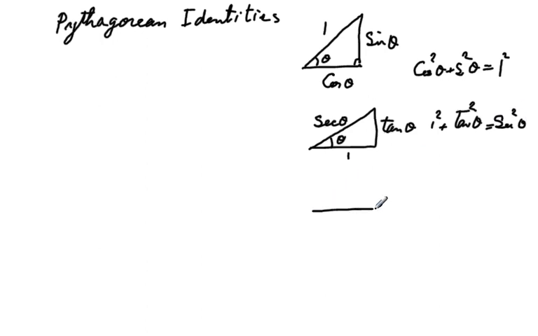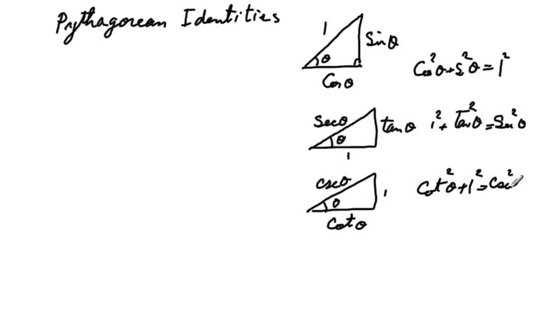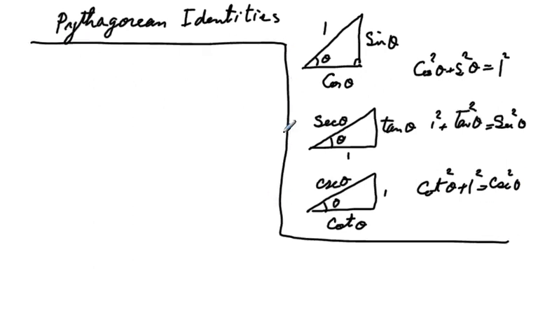Then we had the third version. This was angle theta, this was 1. This made it cotangent, that made it cosecant. So in this one, the sum of squares of these two, cotangent squared of theta plus 1 squared, is equal to the square of the hypotenuse. So these were the Pythagorean identities.